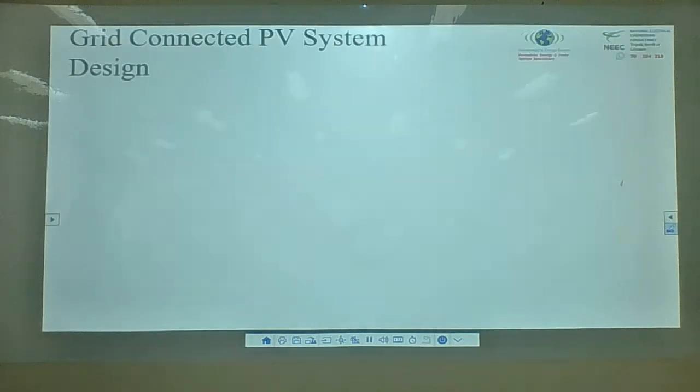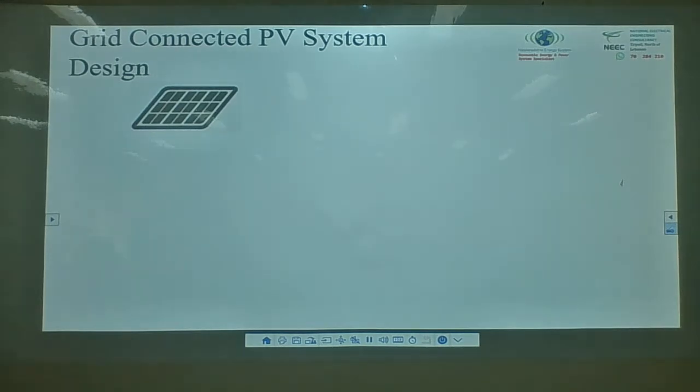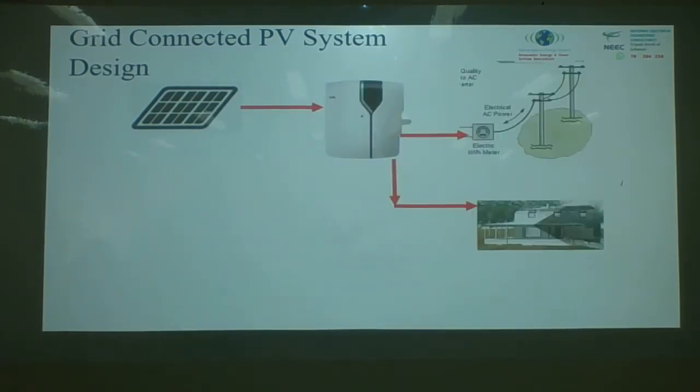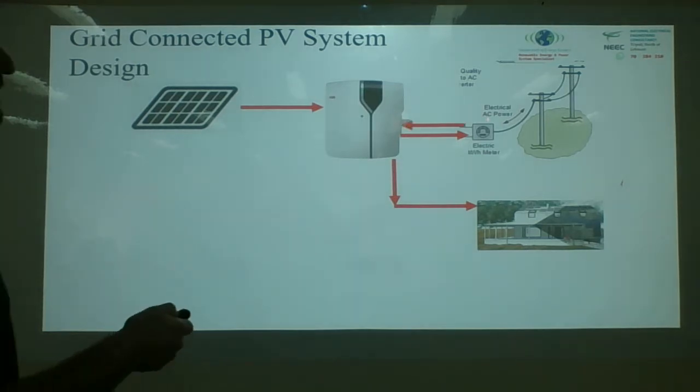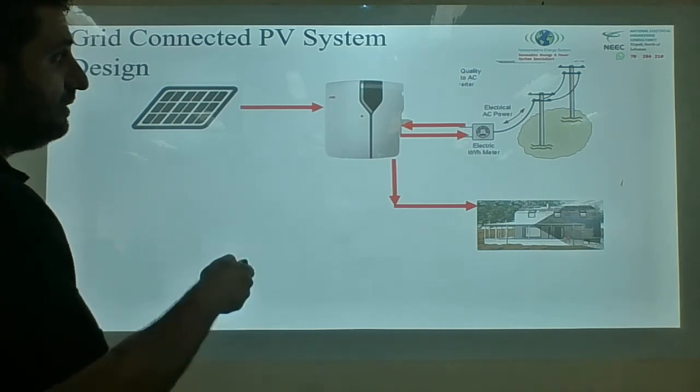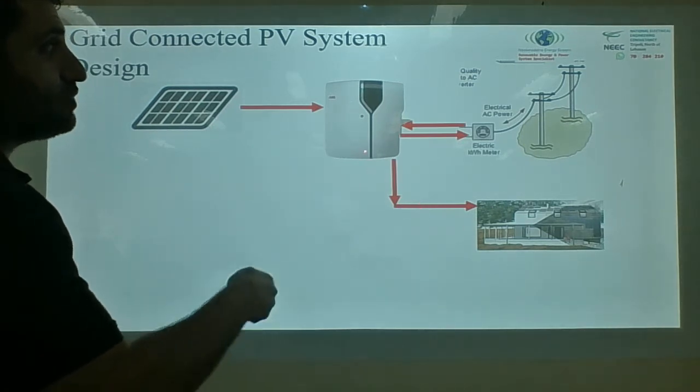Now, today we are designing a grid connected system. From our last lecture, this is my grid connected system. See, I connect to the grid. I have solar panels going to my inverter, and then from my inverter it gives to the house or to the grid.